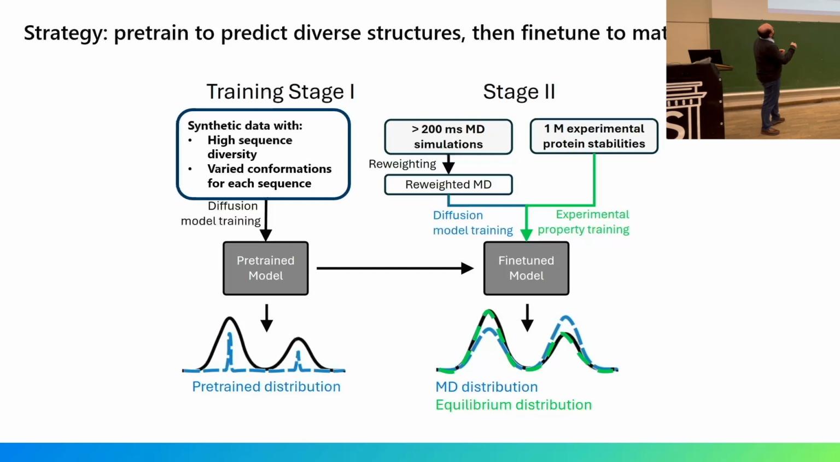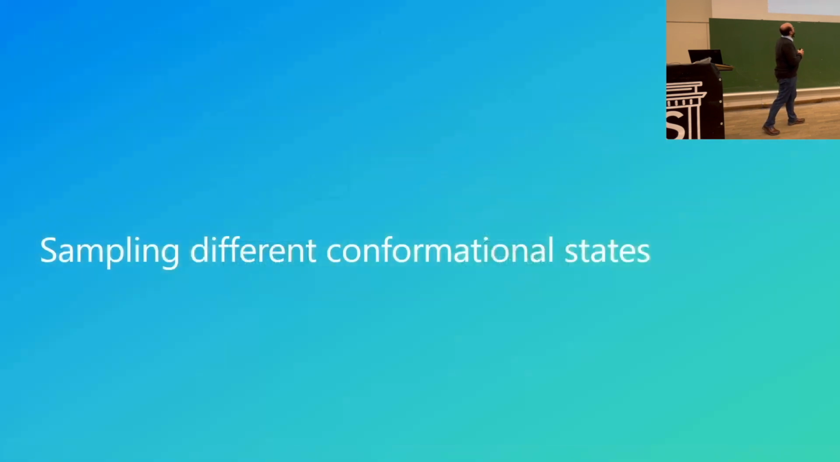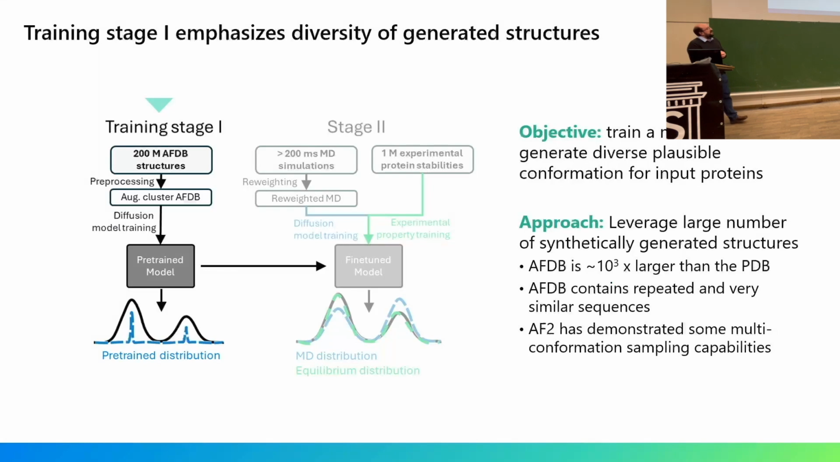And what I will talk about now is this first training stage, where we develop the protocols based on artificial data. So it's mostly related to sampling conformational states. Conformational states is exactly what I showed before. I want this delta peak here, I want another delta peak there, and I don't really care what's in between initially. So we want a model that can generate very diverse, plausible conformations, but we don't care about quantitative structure at all.